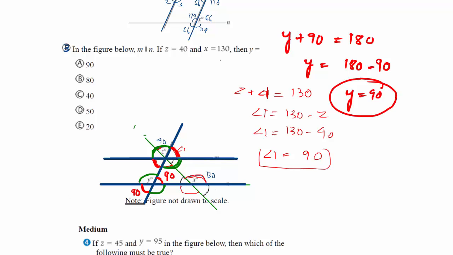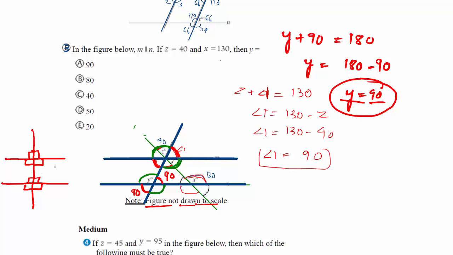So y equals 90, and it's telling you the figure is not drawn to scale. So that's why we are feeling that angle y is bigger and angle 1 is smaller, but they are equal. We got them as equal. Y is 90 also, and angle 1 is 90 also. So the real picture will be the two lines with the perpendicular transversal cutting them. So all angles will be 90.